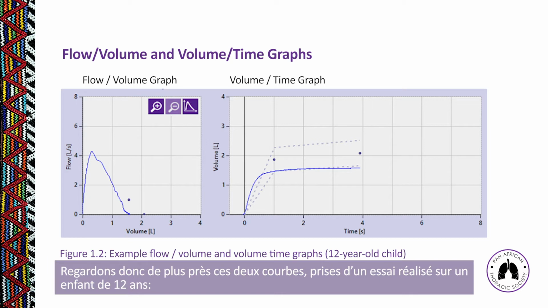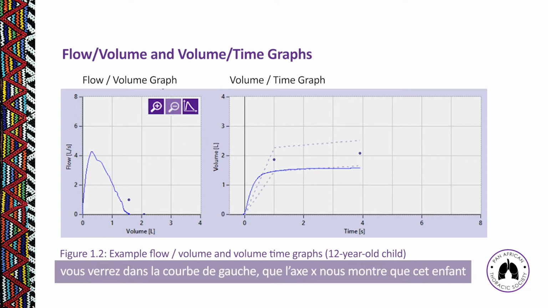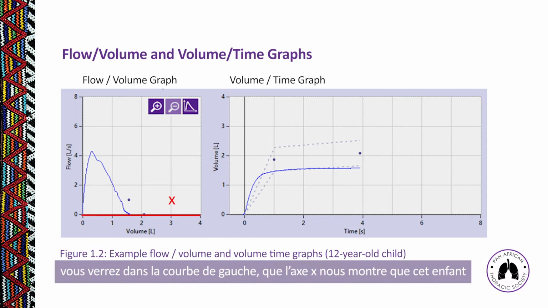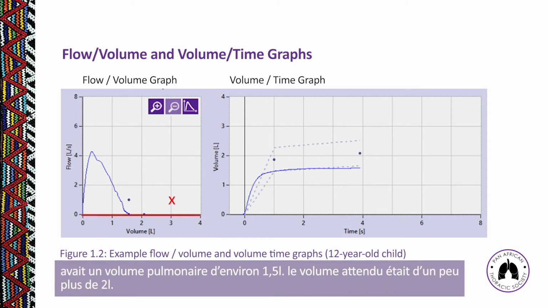So if you look at figure 1.2 in front of you that shows the flow volume and the volume time graph, this is a picture taken from a spirometry test conducted on a 12-year-old child. And if you look at the left-hand graph, the flow volume graph, the x-axis is showing that this child had a lung volume of round about 1.5 liters. The predicted volume was just over 2 liters. Can you see that on the x-axis of the flow volume graph?